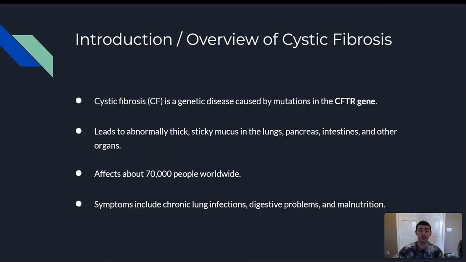Cystic fibrosis is a lifelong genetic disease that affects about 70,000 people worldwide. The disorder mainly impacts the lungs and digestive system, but also affects several other organs. CF is caused by mutations in a single gene called the CFTR gene. This gene normally produces a protein that helps regulate the movement of salt and water across cell membranes.